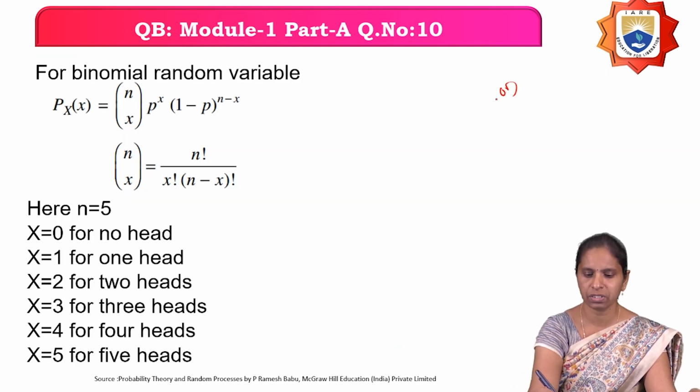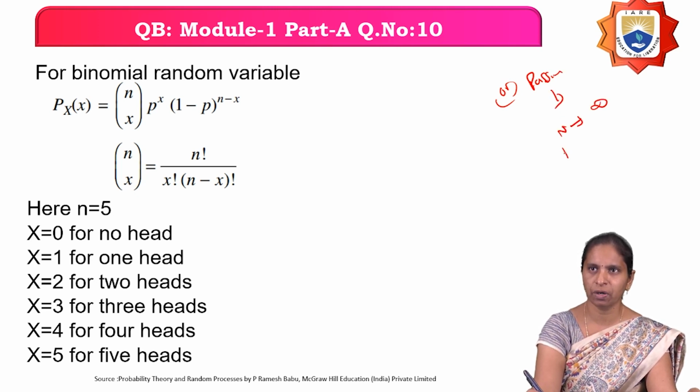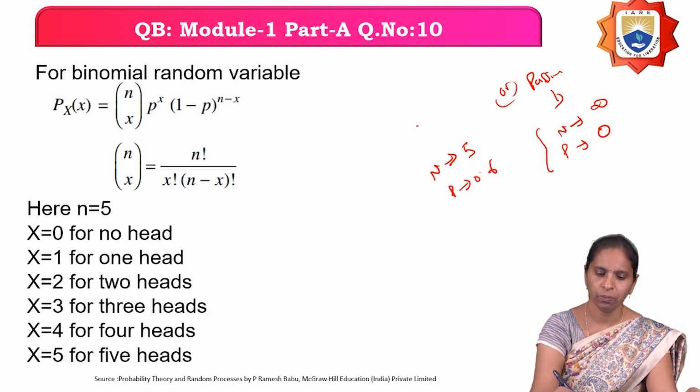Therefore, in order to calculate the probability, you can use a binomial random variable, or else you can use the Poisson random variable. We will go for the Poisson random variable if the number of trials is large and the probability of success is very small. Since here the number of trials is only 5 and the probability of success is 0.6, we have chosen the binomial random variable.